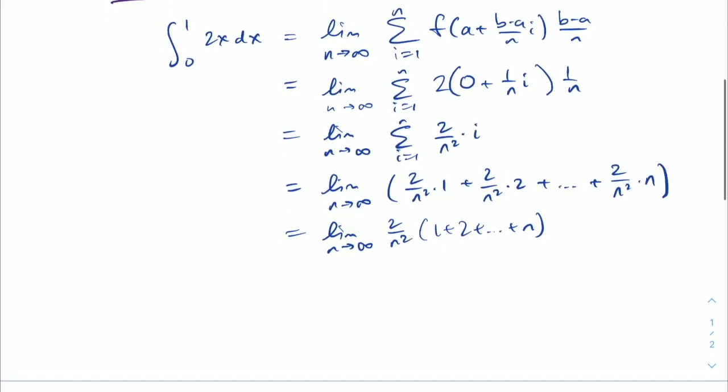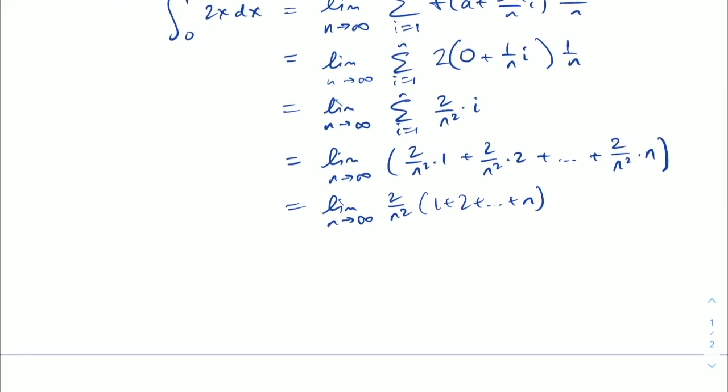All right, so we want to compute this limit. So n is getting large, so 2 over n squared is getting small, but 1 plus 2 all the way up to n is getting larger. So it's unclear if this is going to 0 or 1 or infinity. It's not clear what's happening here. So we need to rewrite this in closed form.